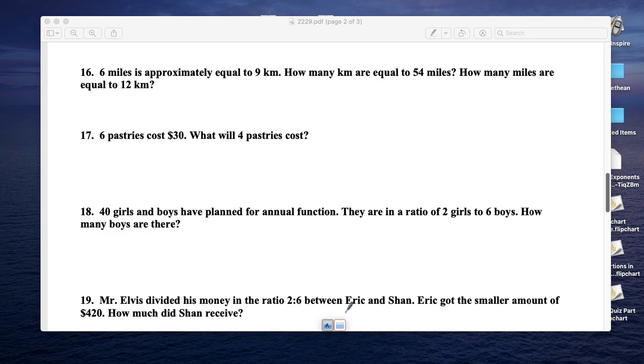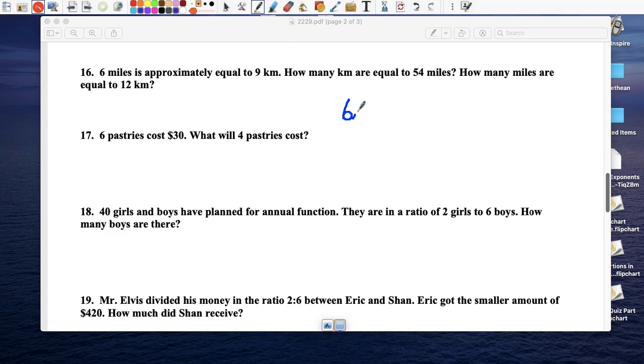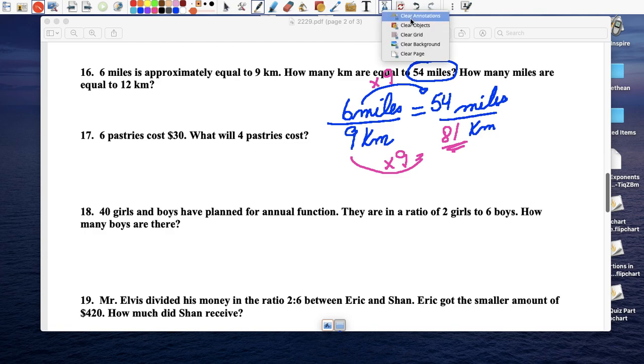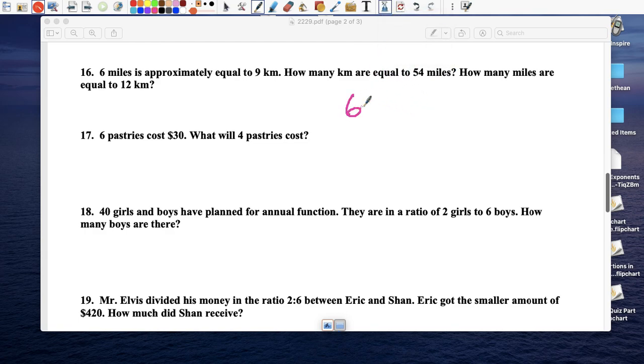$16. 6 miles is about 9 kilometers. So we put miles over here, kilometers over here. But what about 54 miles? So we put 54 over here. You can cross multiply. You don't actually have to for this one. Right? So it's what 6 times 9 is 54. So over here it's going to be times 9 as well. So 9 times 9 is 81. And there's our answer. So you got to choose. Sometimes you can cross multiply. Sometimes you can find a relationship.